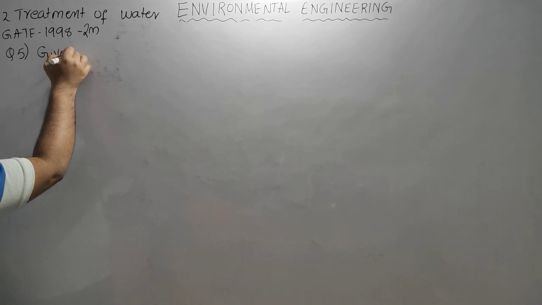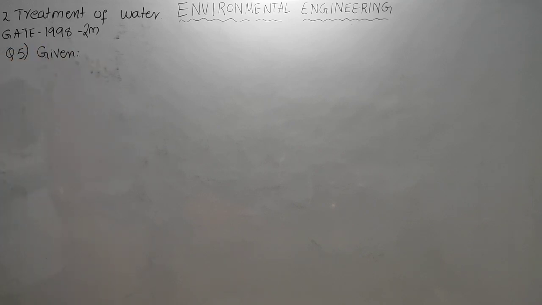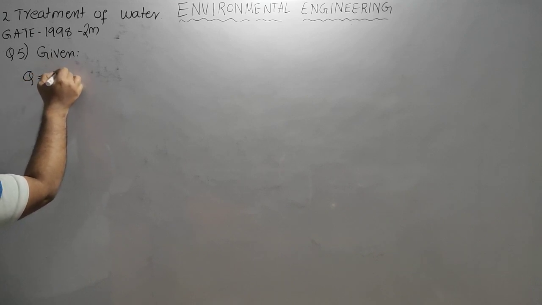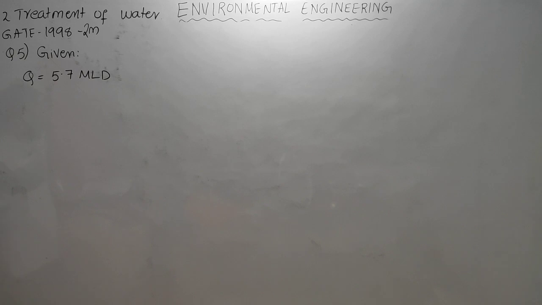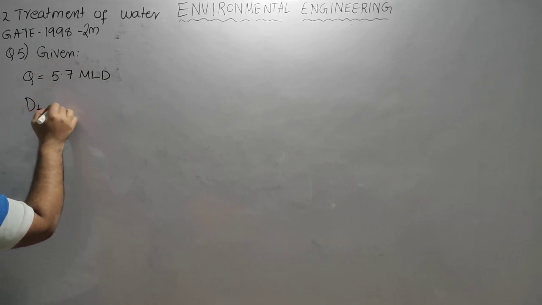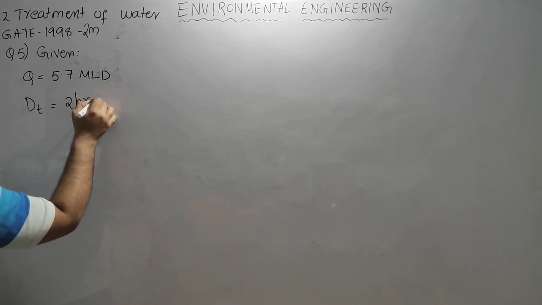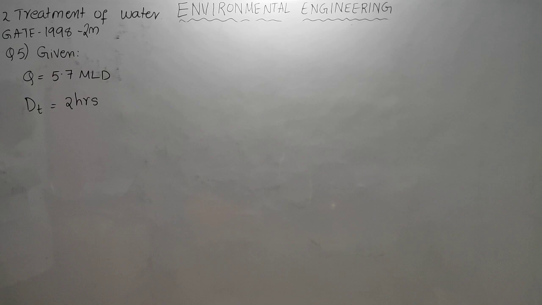So the given data: the flow is given. Q is equal to 5.7 MLD and a detention time of 2 hours. So dt is 2 hours.